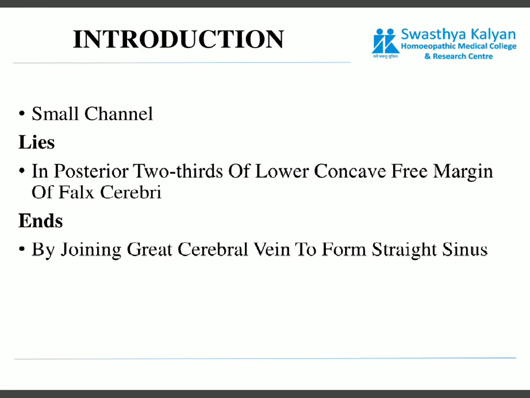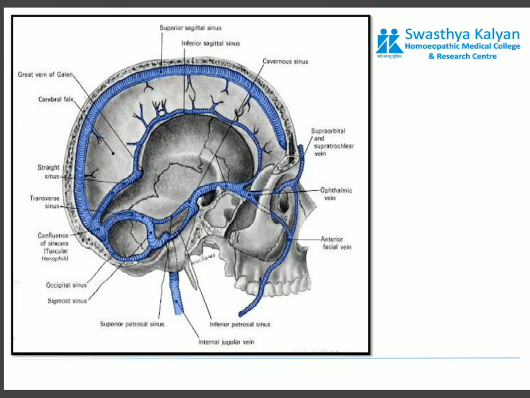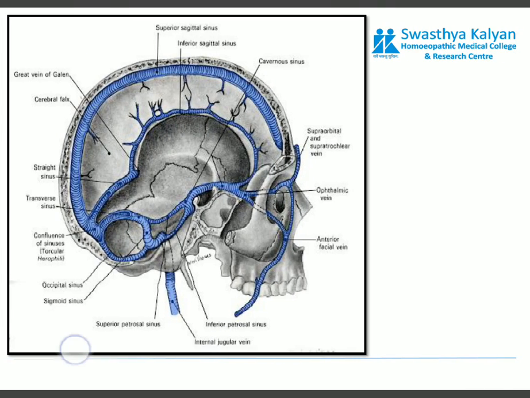The inferior sagittal sinus is a very small channel, and it is located in the posterior two-thirds of the lower concave free margin of the falx cerebri. So this is the falx cerebri. This is the upper convex attached margin. This is the lower concave free margin. So this is the small inferior sagittal sinus, which is located here, and it ends by joining the great cerebral vein, or the great vein of Galen.